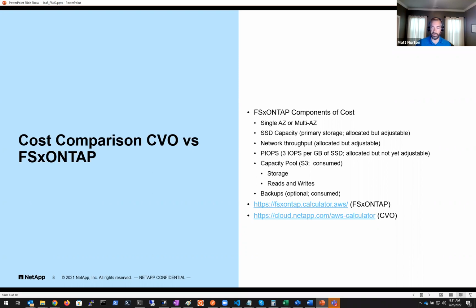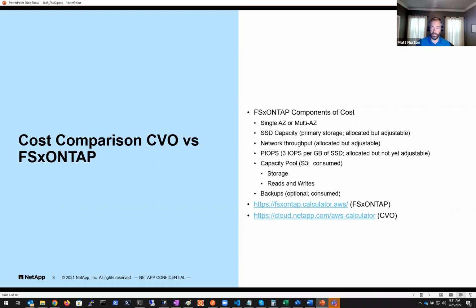So if you've configured your volumes to be auto, right, it will tier stuff. I think 30 days, if a given block, whether it's NFS or iSCSI, is not used, then it will be tiered to the capacity pool. The capacity pool is, as you might expect, cheaper than the SSD storage, and again, that's all consumed, which is ideal. And then there's backups, which are optional.